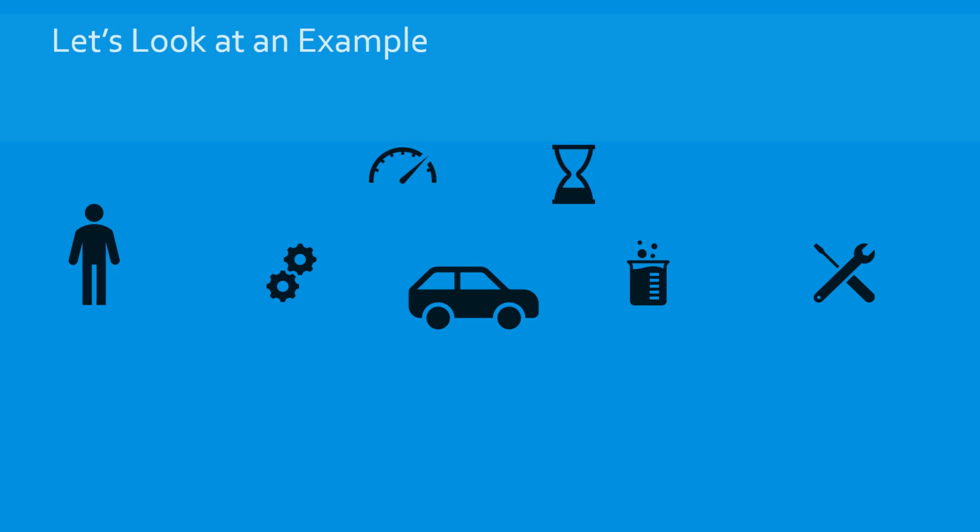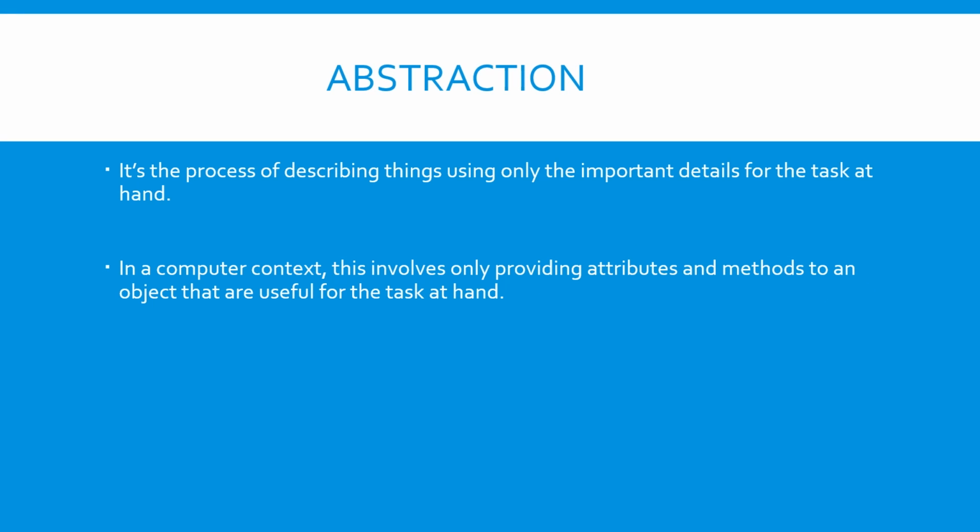So, what is abstraction? Well, it's the process of describing things using only the important details for the task at hand. In a computer context, this involves only providing attributes and methods to an object that are useful for the task at hand. In the practice questions, you will practice this process yourself. You will have to write attributes and methods to describe real-world objects depending on the task at hand.